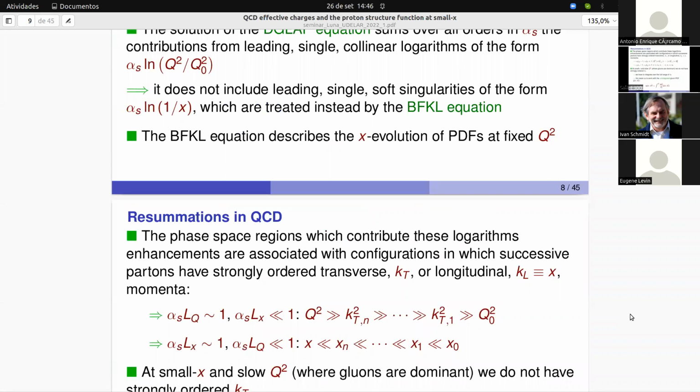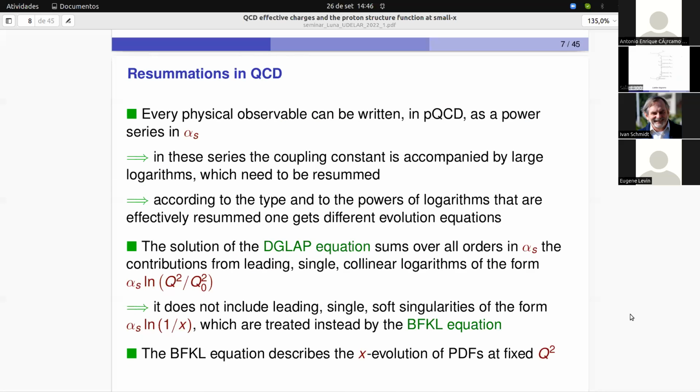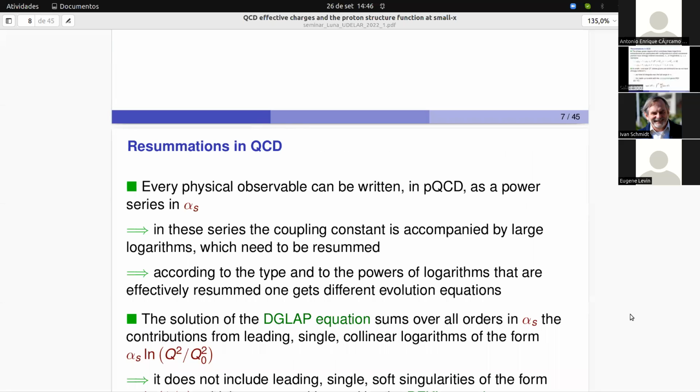Oops. Here I don't see the change in my screen. I'm changing here, but I'm not seeing the change in here. No, please.